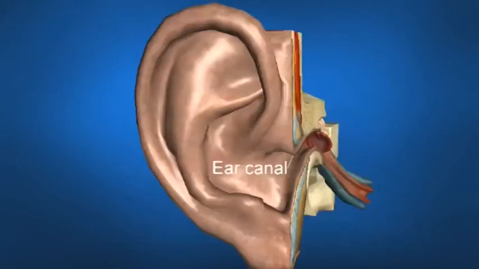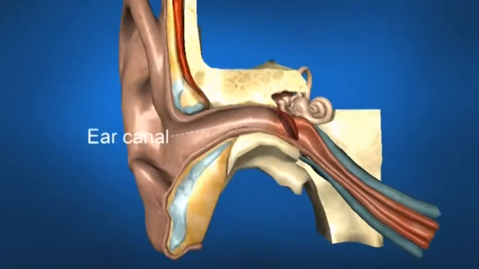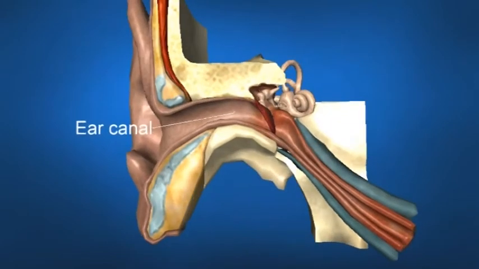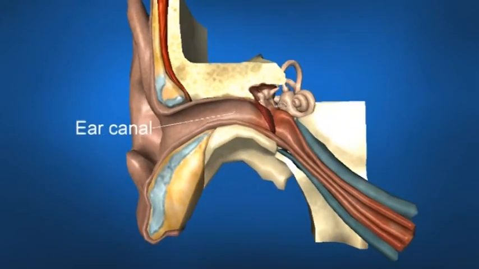The ear canal or external auditory canal. It is approximately 1.25 inches long and 0.25 inch in diameter. The inner 2/3 of the ear canal is embedded in the temporal bone. The outer 1/3 of the canal is cartilage. The ear canal directs airborne sound waves towards the tympanic membrane, also called the eardrum.